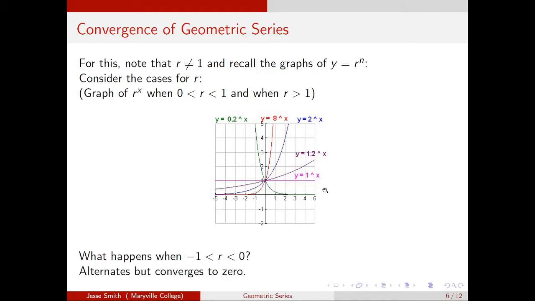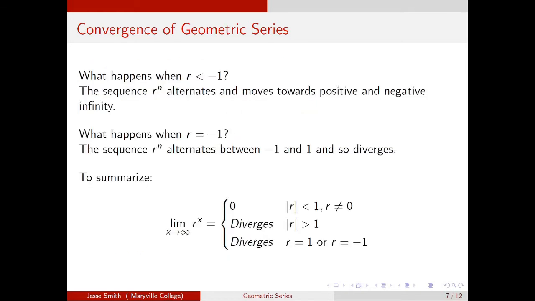This will also be true if you're negative. So if you look at a negative r, I don't have them graphed here, but if you look at a negative r between 0 and negative 1, you'll get a curve that's alternating, but it's still decreasing down to 0. And if your r is below negative 1, the sequence will alternate and will bounce back and forth between a really large positive number and a really large negative magnitude number. In that case, the series would diverge.